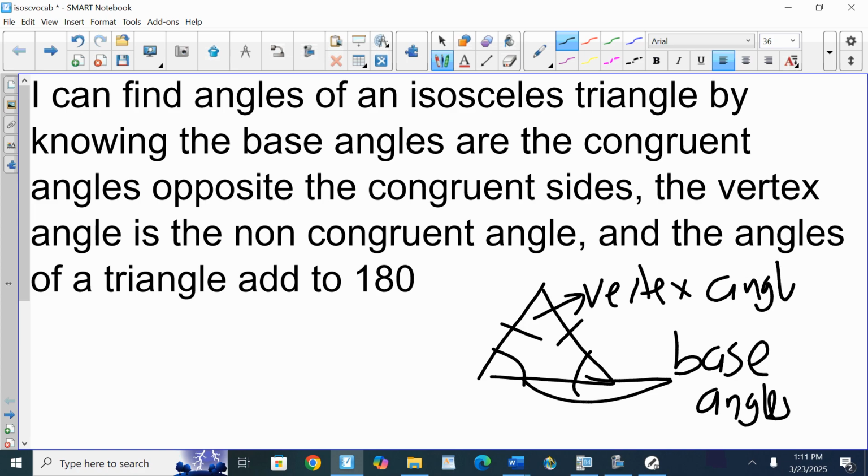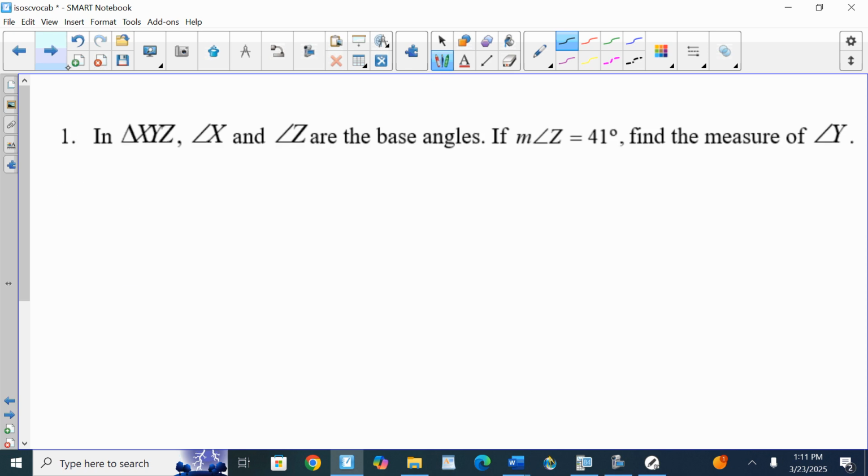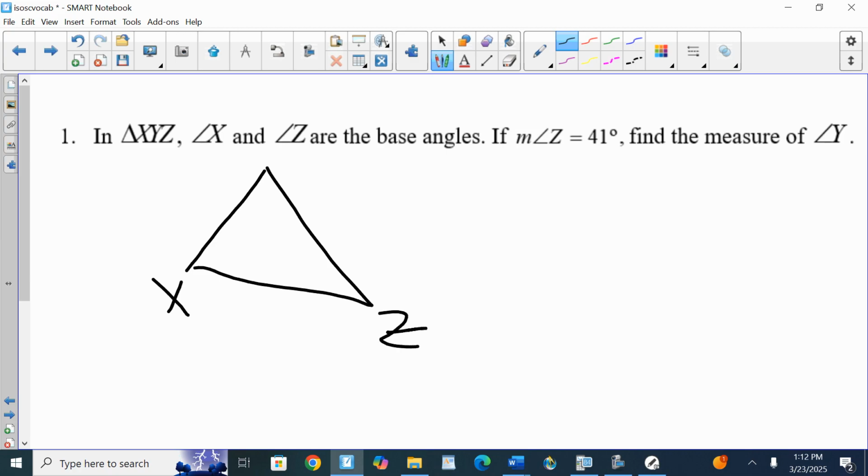And you also need to know that the angles of a triangle add to 180. So let's see a couple of problems that incorporate that. It says in triangle XYZ, X and Z are the base angles. So those are the congruent angles opposite these congruent sides. The third angle is Y.